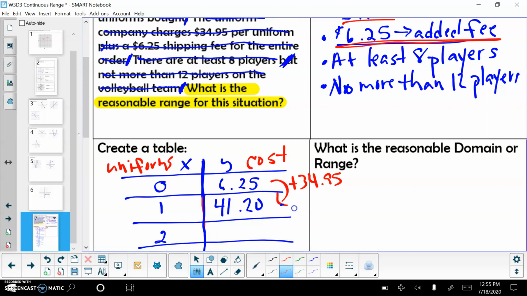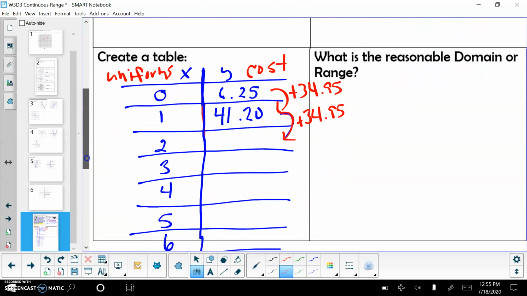If you add another uniform to your order, which you have to, then you're going to have to pay again another $34.95. So you're going to have to add that on there again. And if you do another uniform, you're going to have to add that on there again, because each uniform that you add to your order is going to increase it by $34.95, since each uniform costs $34.95.